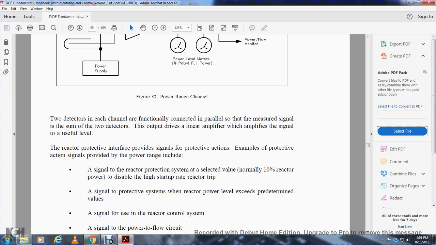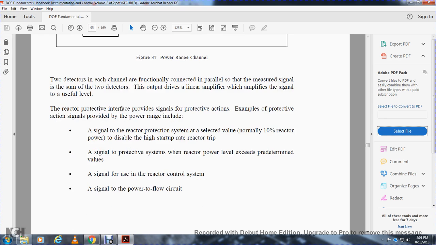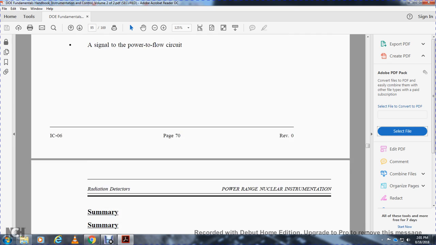Examples of protective action signals provided by the power range include: a signal to the reactor protection system, with a selective value normally 10% of the reactor, to disable higher startup of the reactor; a trip signal to protect the reactor if power level exceeds the predetermined value; a signal for the reactor control and control system; and a signal to power the control flow circuit.